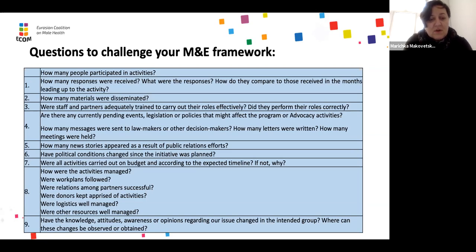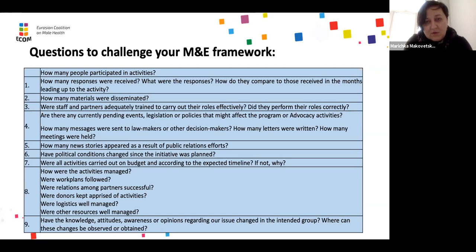You should ask yourself how the activities were managed, were the work plans followed, were relations among partners successful. So those are all the issues that you should ask yourself and challenge in your M&E.